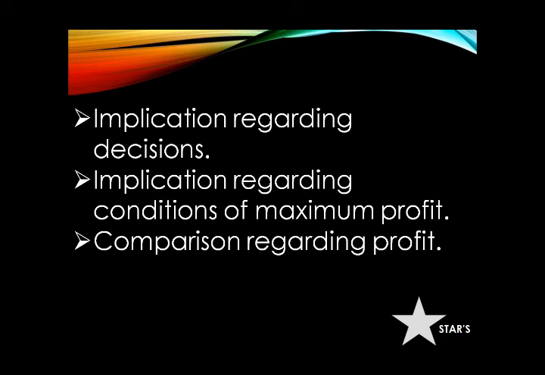Now, implication regarding condition of maximum profit. According to marginal analysis, the decision regarding achievement of equilibrium position, both under perfect and monopolistic competition, can be taken on the basis of the following principle: equilibrium is where marginal revenue is equal to marginal cost. It proves that under both market conditions, the position of equilibrium is achieved when output is produced up to the level where marginal cost is equal to marginal revenue.